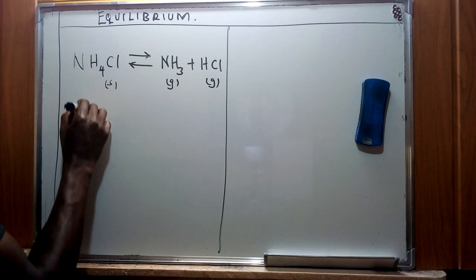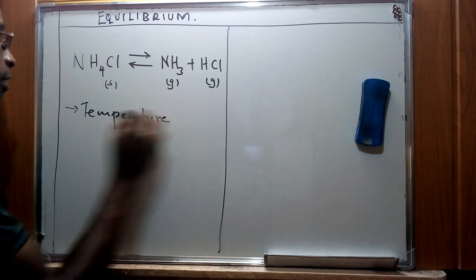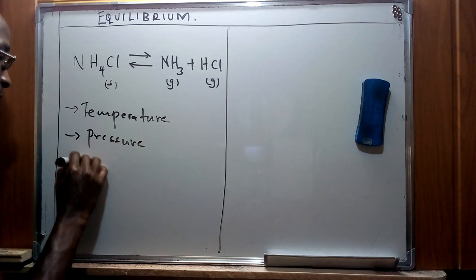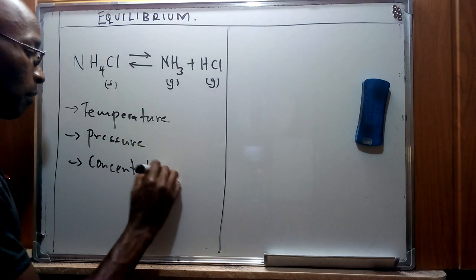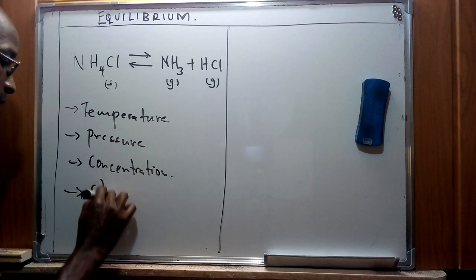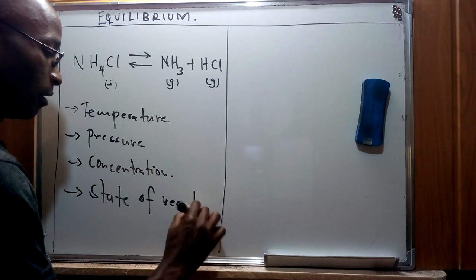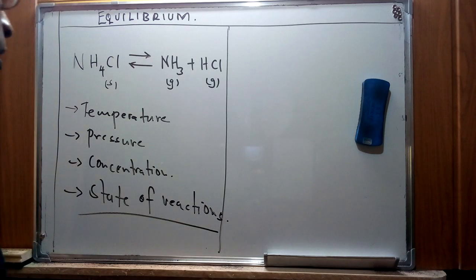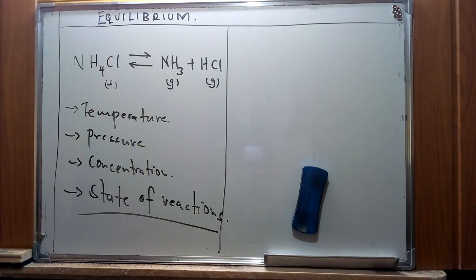So this aspect of temperature, pressure, the concentration, and the state of reactants are some of the factors that we said affect the rates of chemical reactions. And these are very important in industrial processes in trying to achieve the yields, as we have said, to maximize the yields and maybe reduce production cost, etc.